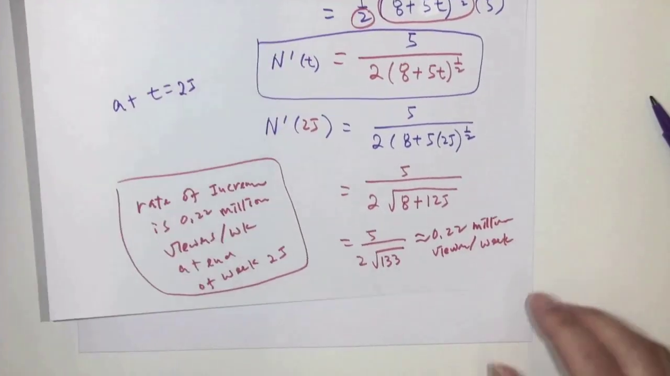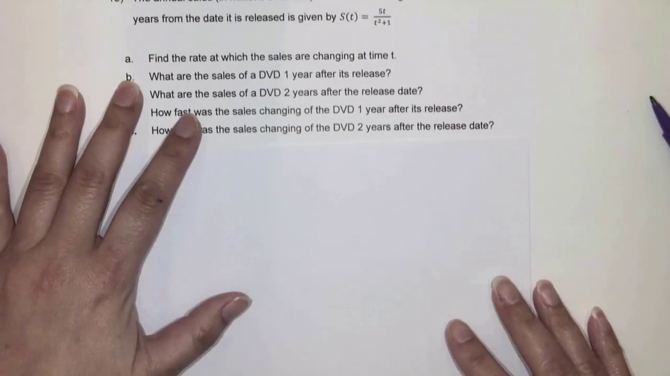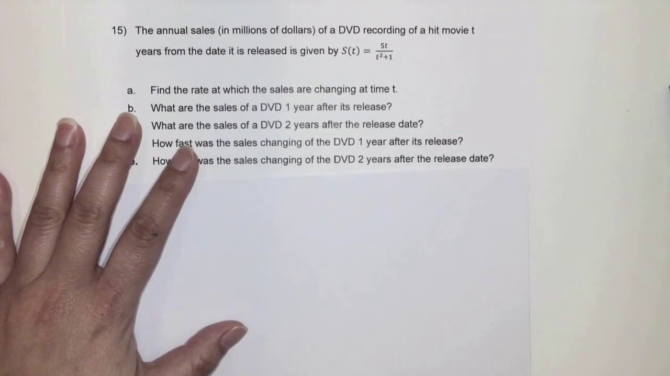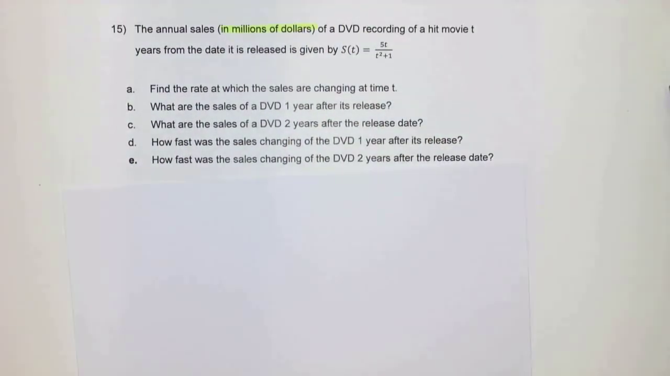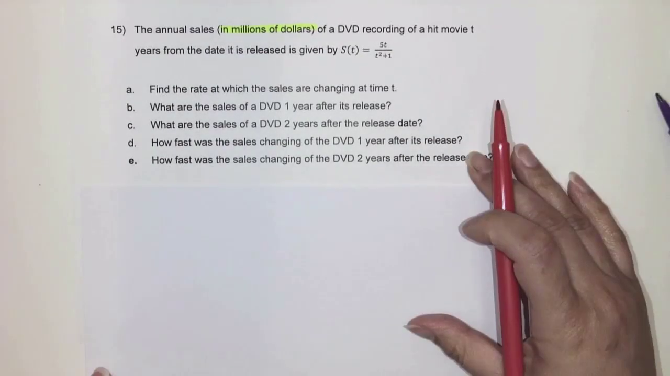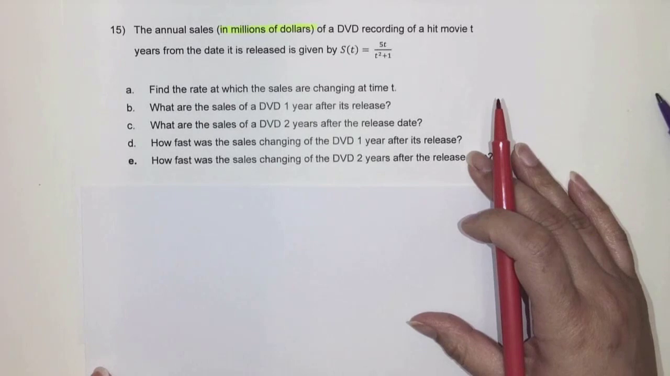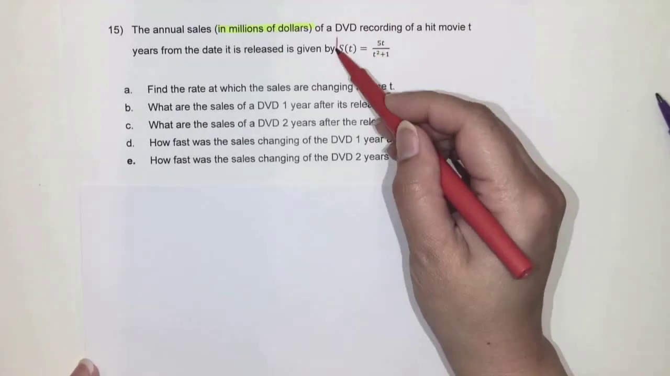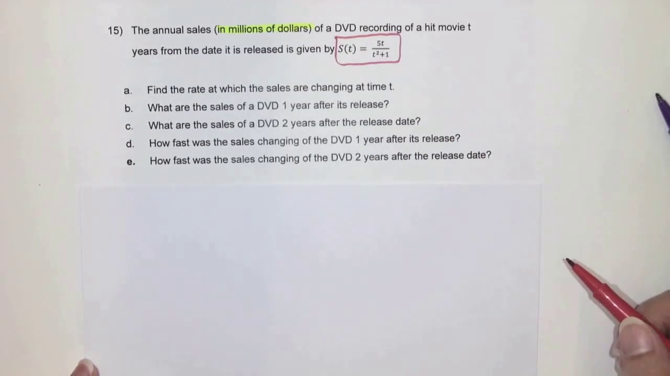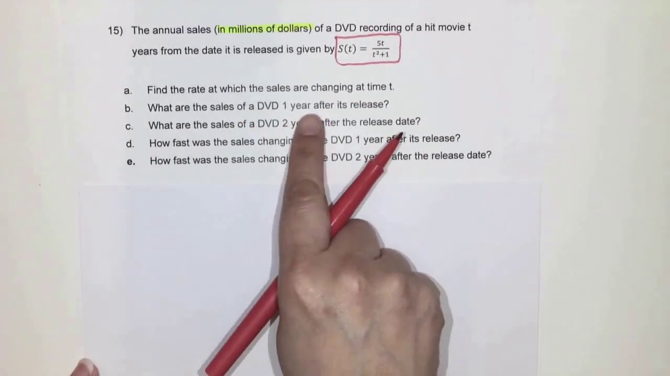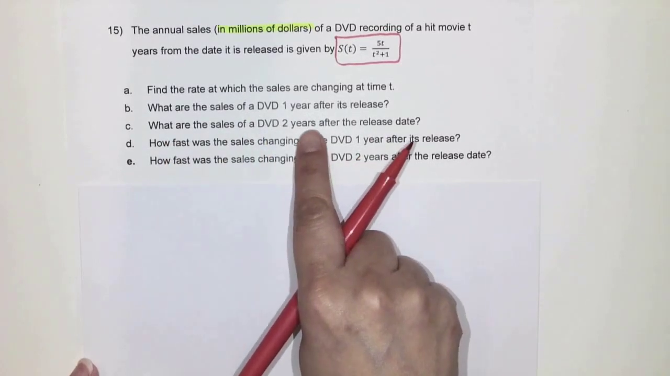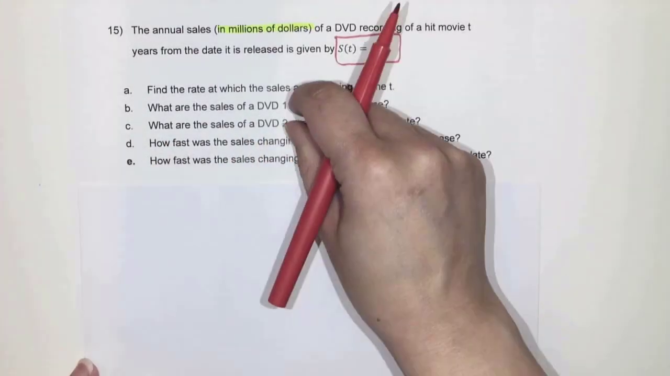Last one is number 15. So number 15, we have annual sales in millions of dollars again. So I know DVD recording is not as popular nowadays. We're streaming now. The annual sales of a DVD recording of a hit movie, in years from the date of its release, is given by S of t. So we have this rational function. Find the rate at which the sales are changing at time t. So rate of change. And then the second part would be the sales in year 1, and then the sales in 2 years. So those are just like regular sales.